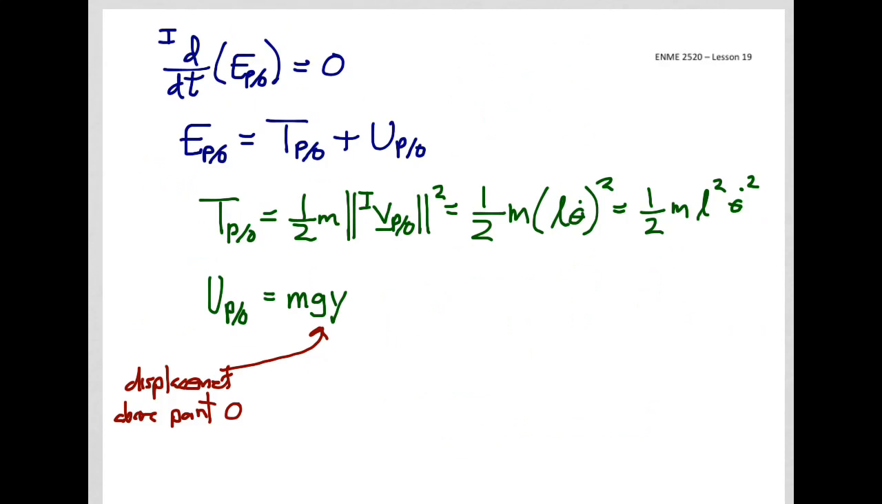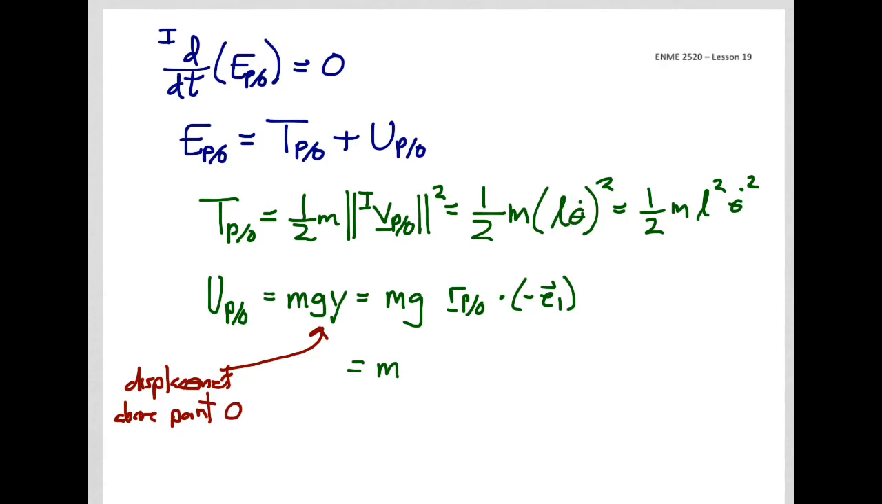So our expression for mgy is going to be mg, these are simply two scalars, and then to get that displacement above point O, we need to take our position vector, r, p with respect to O, and dot this with the negative E1 direction. By dotting a position vector with a unit vector in a particular direction, that gives us the scalar value in that direction. So this will give us the scalar value above point O in the right direction.